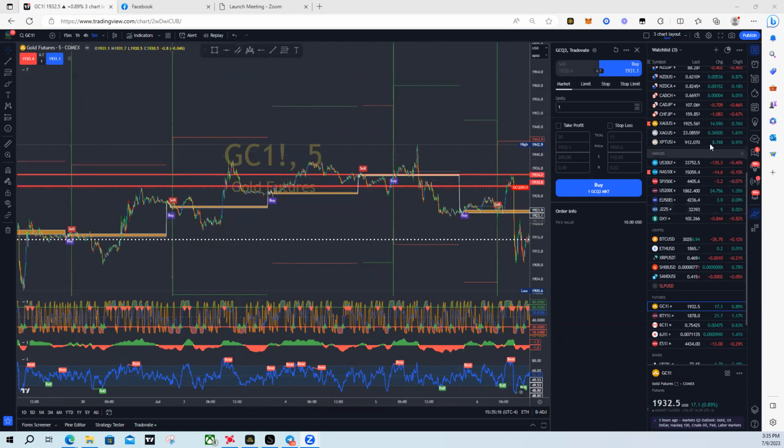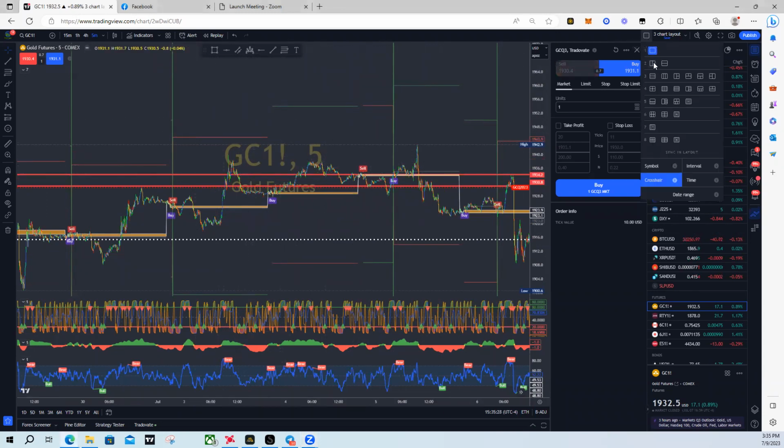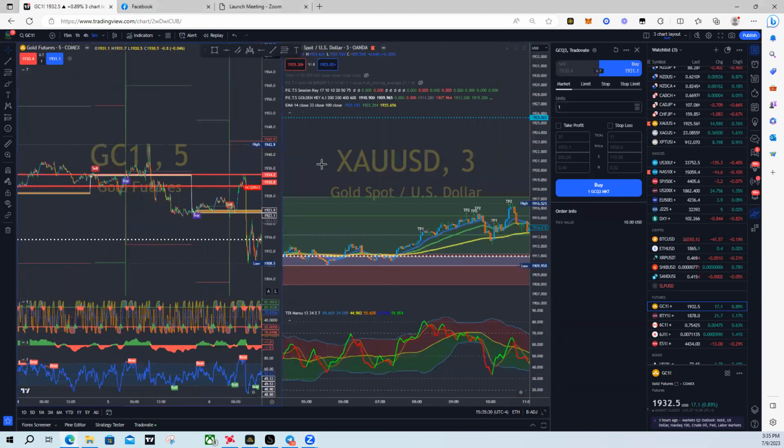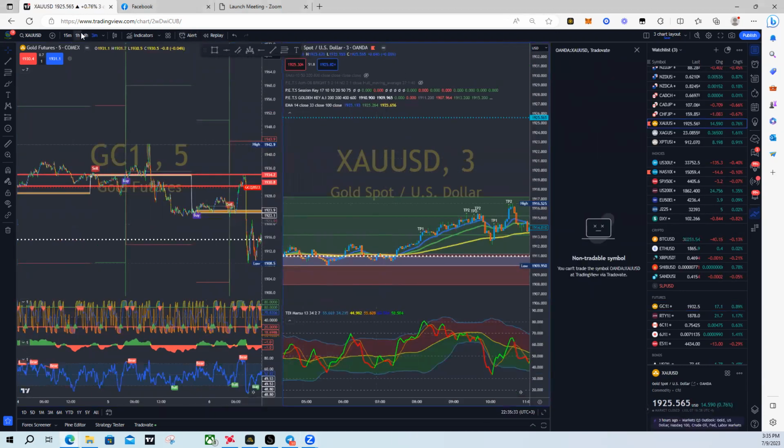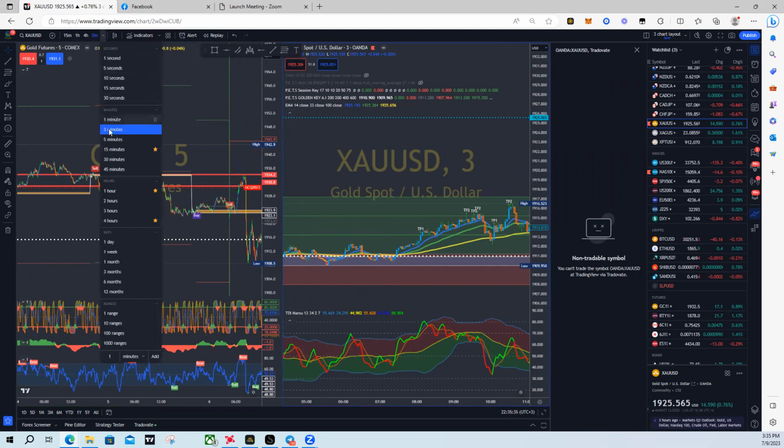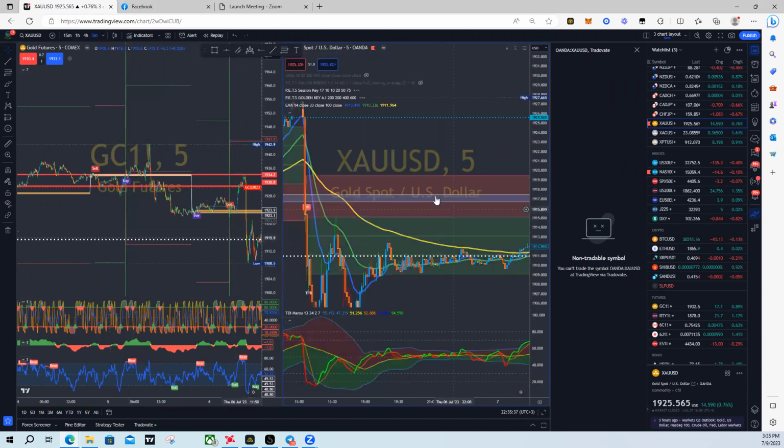Now, this is gold. This is very similar to trading Forex, but instead of trading lot sizes, you'll be trading contracts, right? So we're looking at gold futures. This is a gold futures contract. Now, if I pull up gold, you're going to notice it's the same thing. If I pull up gold on the 5-minute chart, it's basically the same moves. All right, let's get rid of some of this stuff here.